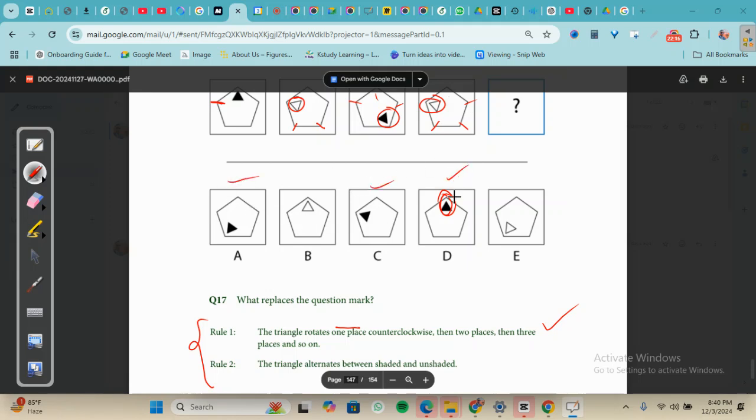Initially, we have A, C, and D. And since we already have the position here, we can go for option D. So I hope that is clear now, guys. Is that clear?